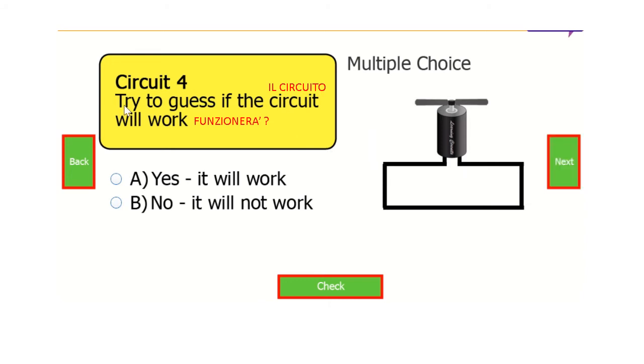Circuit 4. Try to guess if the circuit will work. A. Yes, it will. B. No, it will not work. Will this circuit work? Well, we have the wire and we have the motor, but we are missing the power source. The power source is the battery, so this will not work.